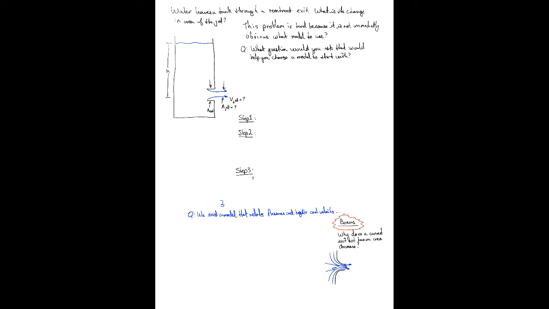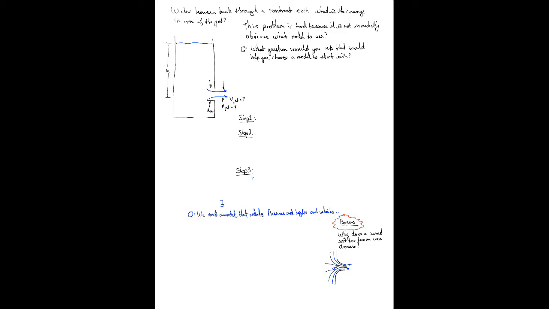And what makes this problem particularly difficult is it's not immediately obvious which model we're going to use. So the question now is what question do we ask ourselves to help choose a model to start with? In this case, we don't have a lot of small pipes. We don't have a lot of high velocity gradients. So we can probably use Bernoulli's to calculate pressures.